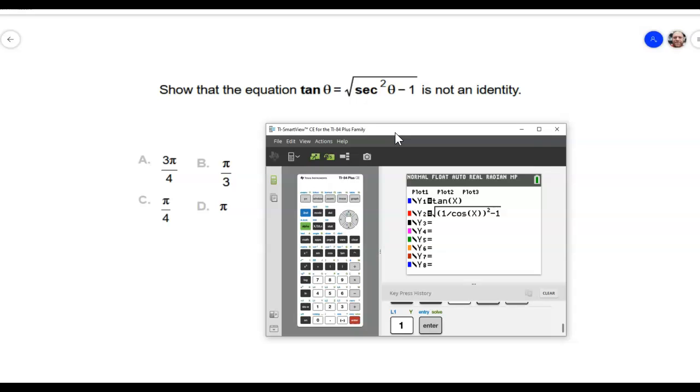All we need to do is find one value where it's going to prove to be different from one side to the other, then that's all we need to show that it's not an identity. Let's see how it works in this case.